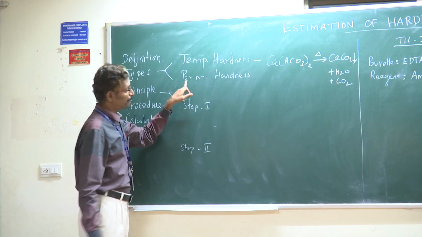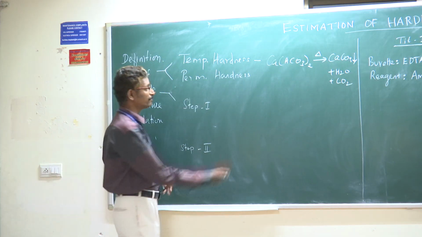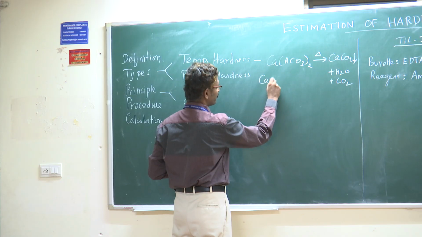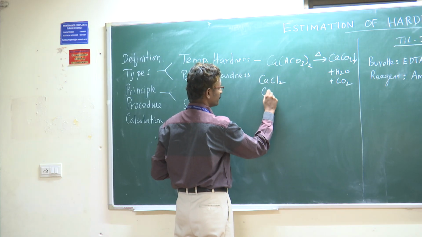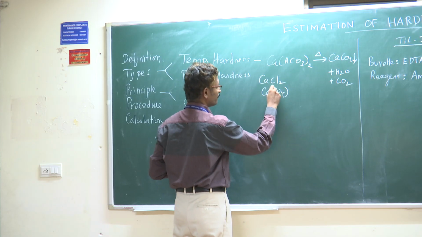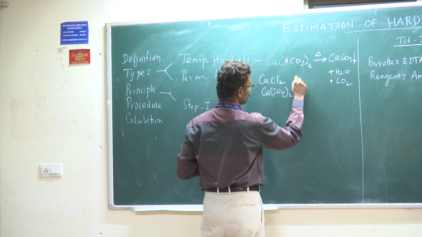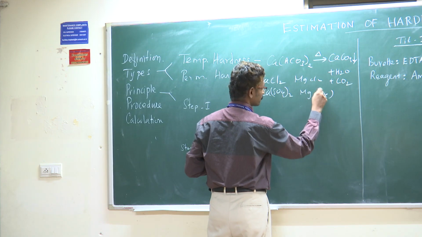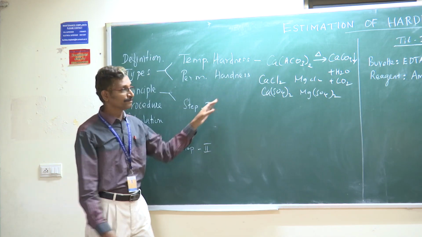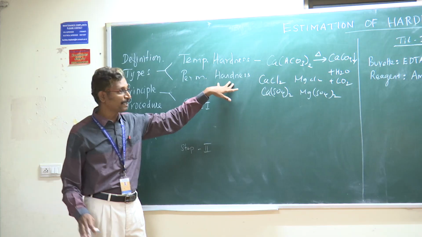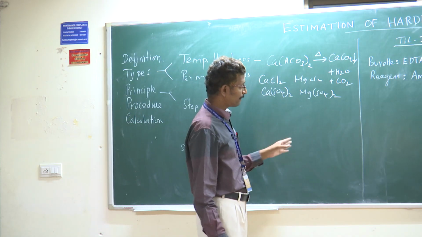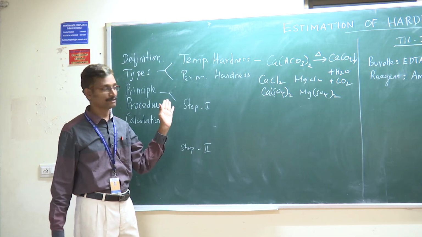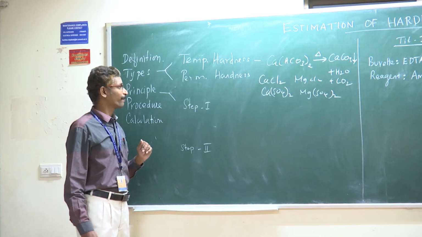Whereas permanent hardness is mainly due to the presence of chlorides and sulfates of calcium and magnesium, like CaCl2, CaSO4, MgCl2, MgSO4. This permanent hardness cannot be removed by boiling. However, it can be removed by other processes like the soda lime process or zeolite process.